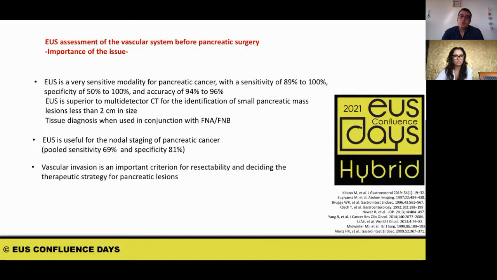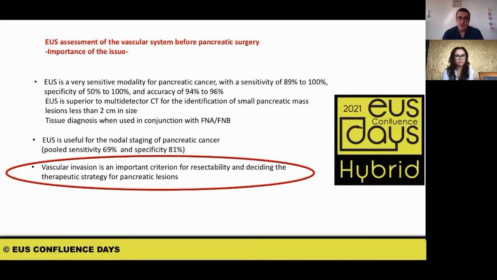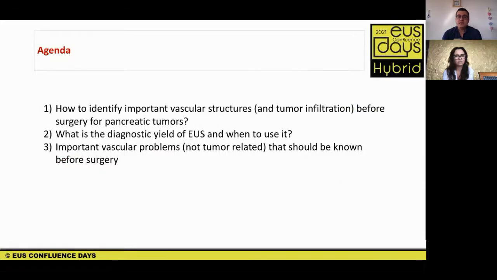Okay, but vascular invasion is very important for us because to increase the survival of pancreatic cancer patients, you need R0 resection. And before resection, you have to know details about the vascular infiltration. So this is the main topic of this lecture. My agenda is first to identify important vascular structures and how they look when there is infiltration, and the diagnostic yield of EUS and when to use it, and some important vascular problems, not tumor related, but we have to know before pancreatic surgery.